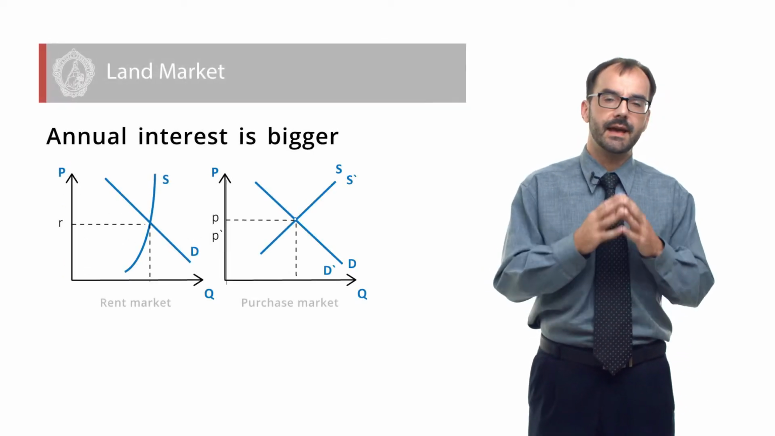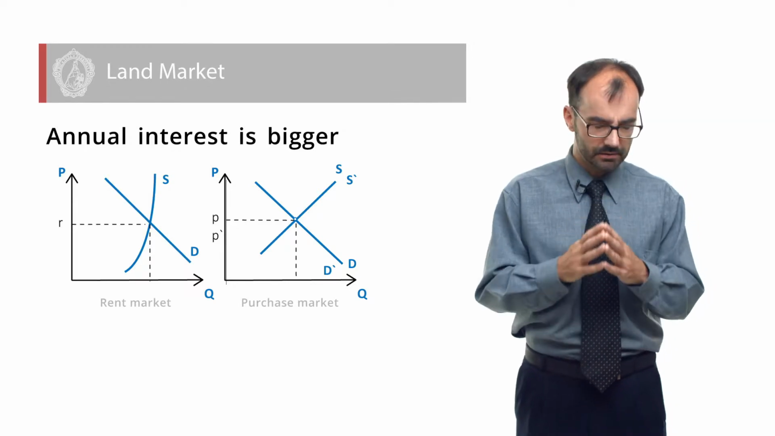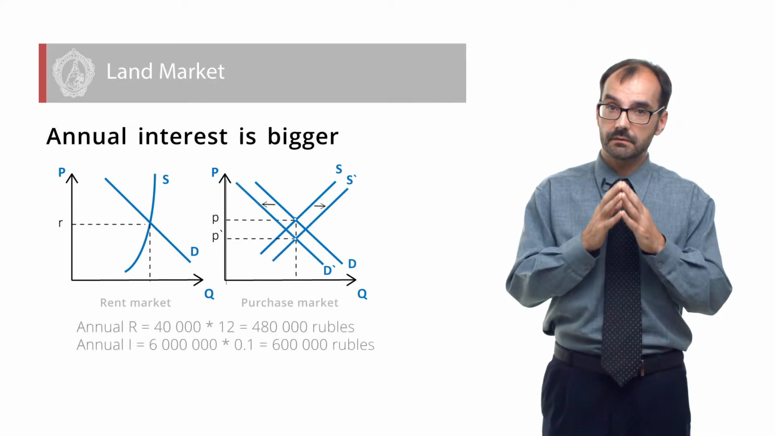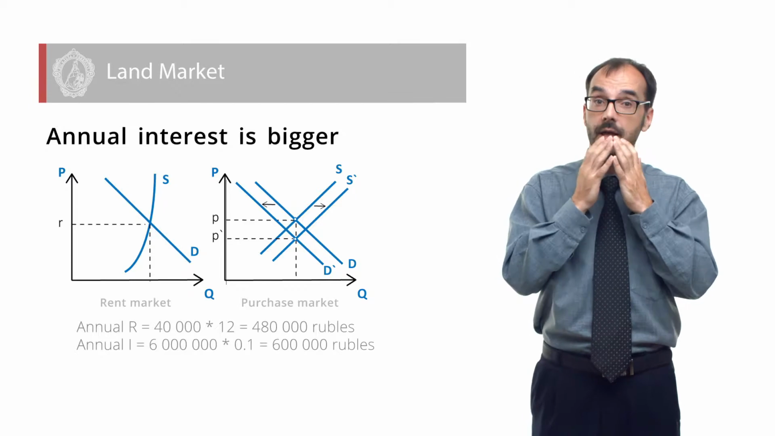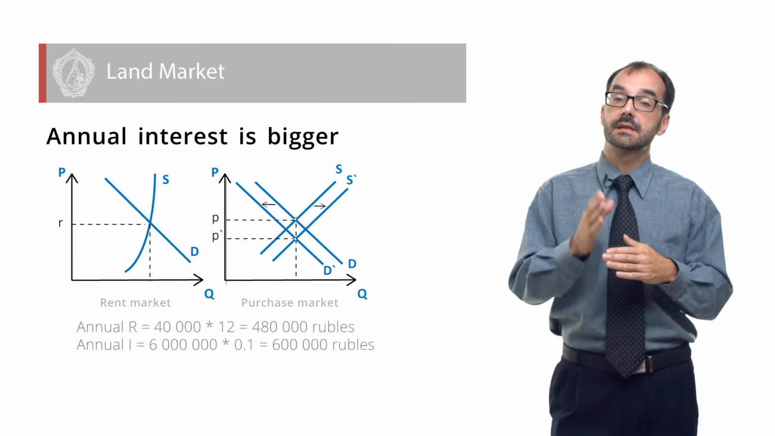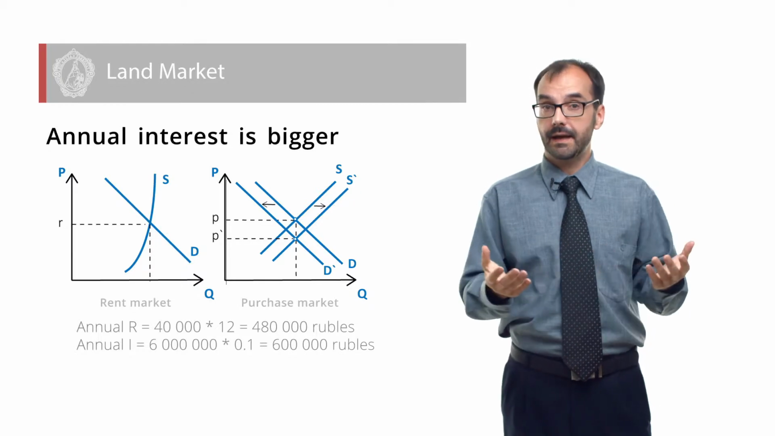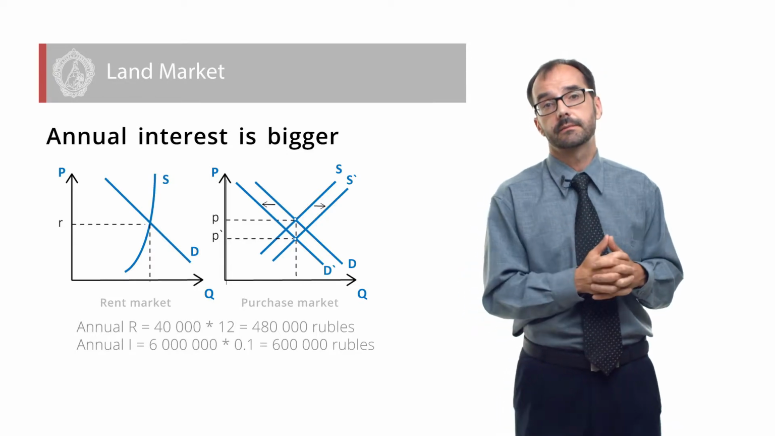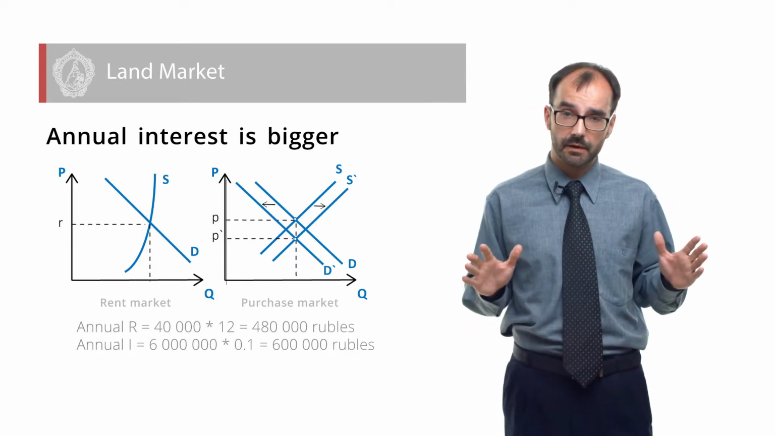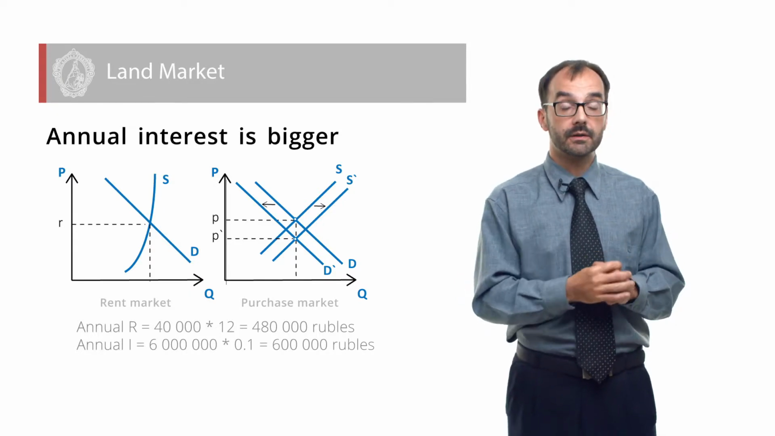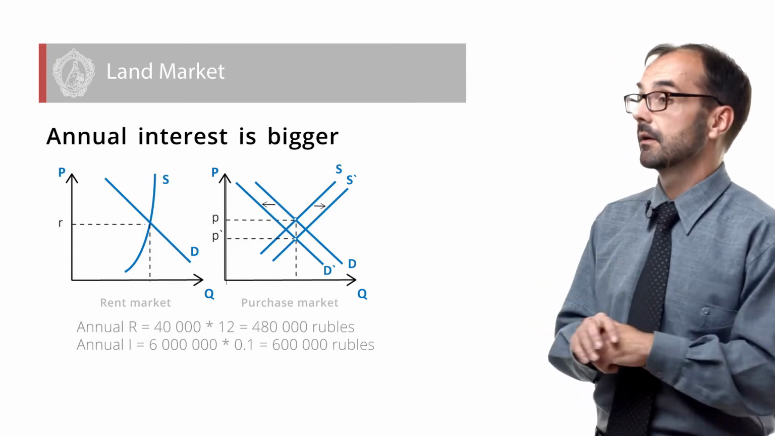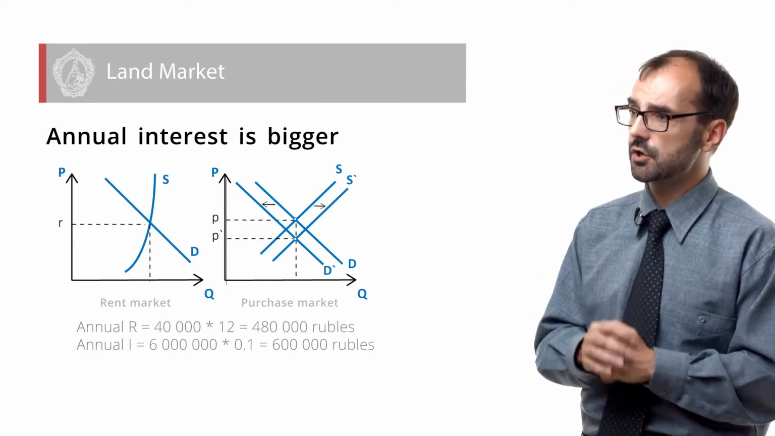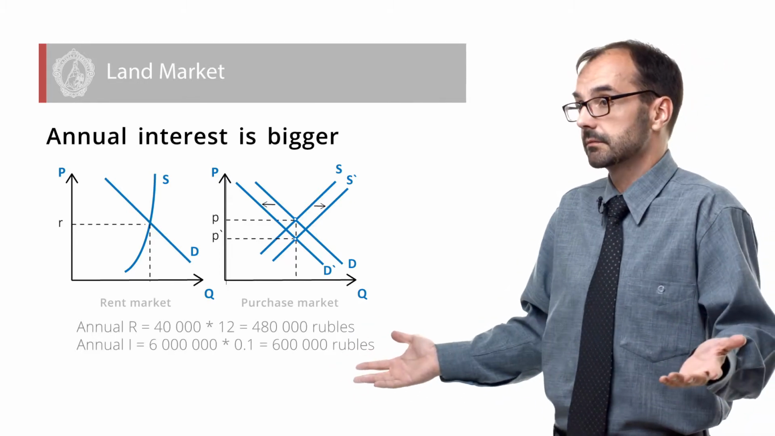Let us calculate the annual rent. 40,000 multiplied by 12 is 480,000 rubles. Let's suppose that the purchase price of the apartment is 6 million rubles. Then the annual interest is 600,000, which is bigger than the annual rent. So it makes sense not to buy an apartment, but to put the money in the bank, earn 600,000, pay 480,000 as rent, and there will be some residual 120,000 rubles, which may be used for consumption.